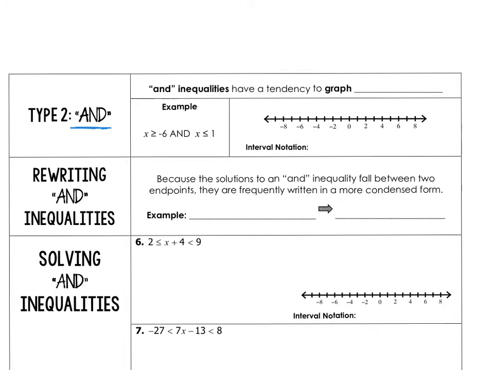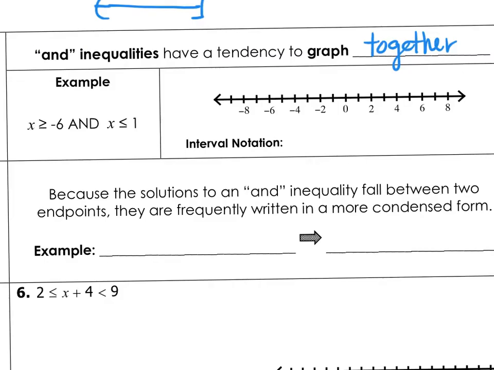AND inequalities have a tendency to graph together or connected. So just like our OR inequalities graphed apart, our AND inequalities tend to graph together or connected, like I said. So here's an example. We have an AND inequality here. X is greater than or equal to -6 and smaller than or equal to 1.